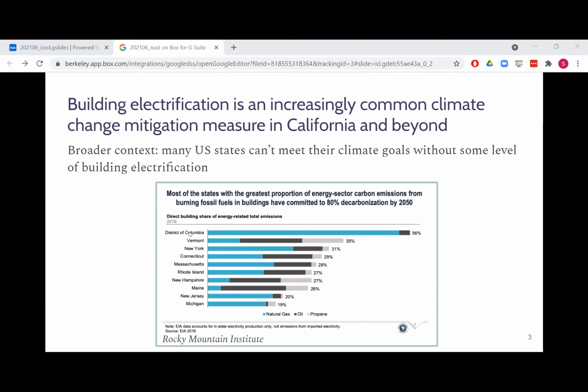But there is also a broader context to this. Building electrification interventions are likely to become more common and are becoming more common in many states, where emissions from buildings are often the largest share of GHG emissions by sector. And so this figure shows some of the states that attribute a lot of their emissions to buildings. And many of those states have committed to some form of decarbonization that would necessitate building electrification. And so studying these interventions becomes more important.